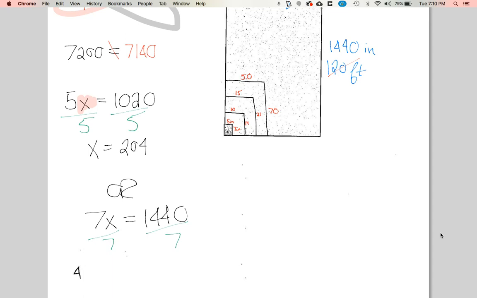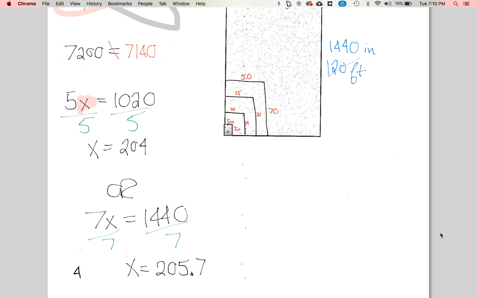That's going to give us x equals, now it's close, 205.7. We know that this is not going to be the same number. If it was the same number, then this would fit perfectly. That's what we just proved up here.